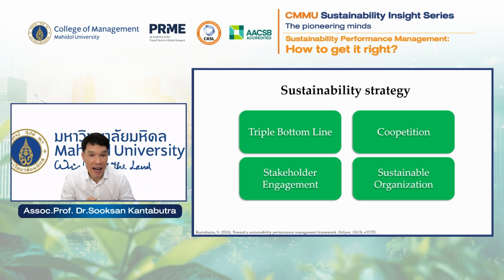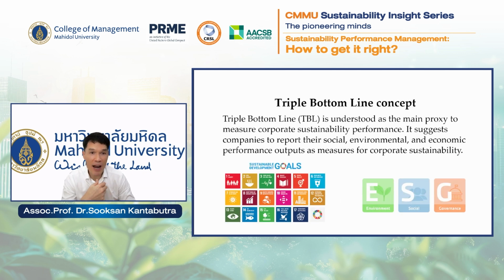There are 4 main strategies here that I'm going to talk about, right? They are triple bottom line, stakeholder engagement, co-opetition, and sustainable organization, which I'm going to go into in detail. Now, the triple bottom line strategy, this is something I think all of you are familiar with. Basically, in the past, we only measured profitability, right? Now, if you adopt the triple bottom line concept, you have to measure the other domains, which are environment and society output as well.